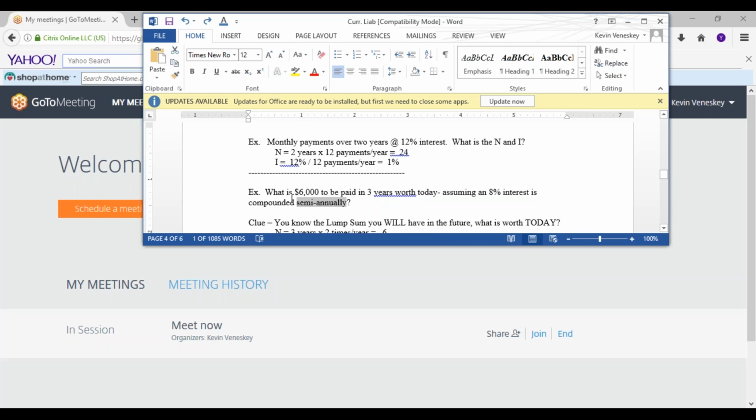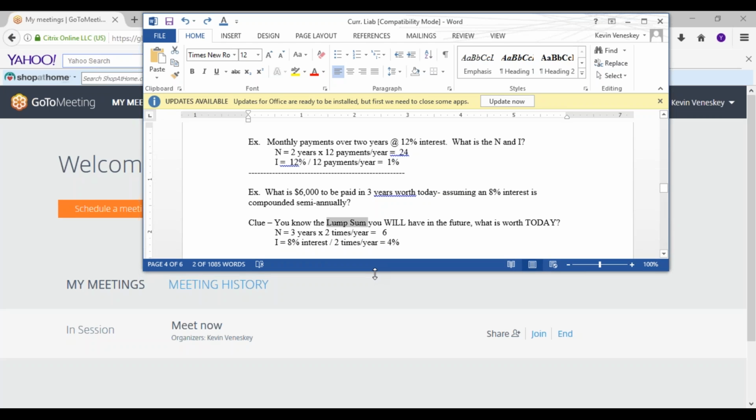So a few clues. One clue is we're dealing with a lump sum. We haven't even looked at payments yet. So we're dealing with a one-time $6,000 payment, one-time lump sum. My second clue is I want to know what it's worth right now, today. Therefore, I want to use one of the present value charts, and a present value looking at a lump sum. So I want to use the present value of a dollar chart.